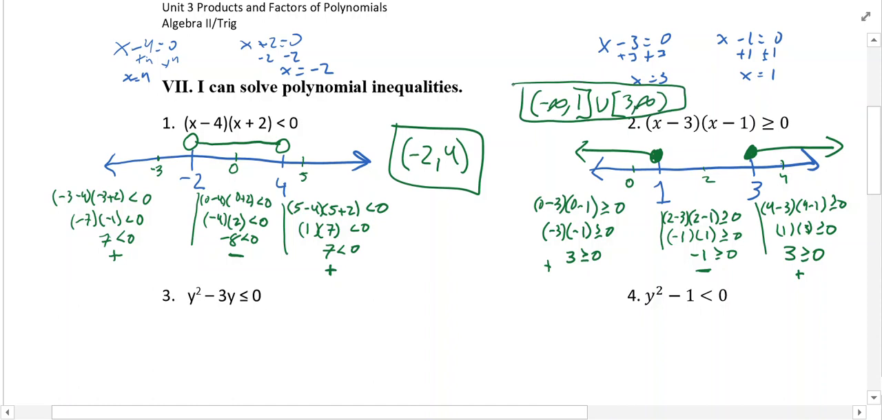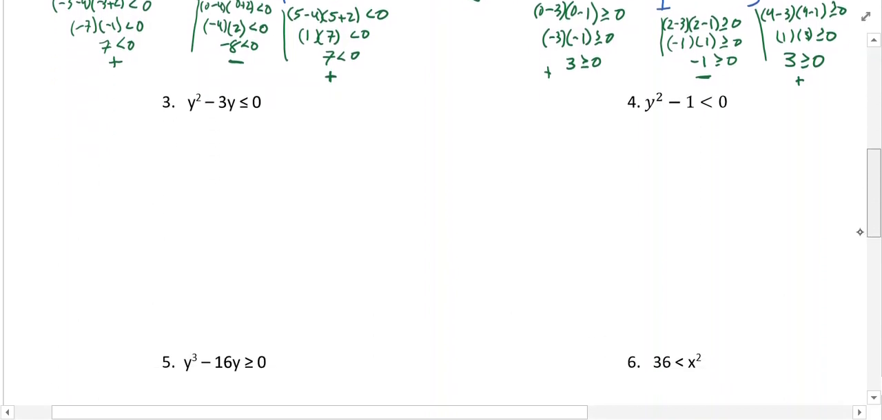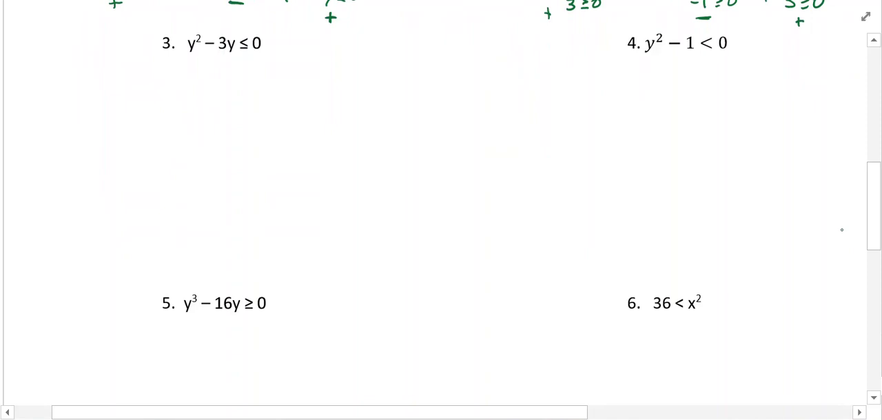Okay, so now these two, the roots have already been easy to identify because the trinomial was already factored. But if you go ahead and look at number 3 and number 4, it's not factored yet. So first what we need to do is factor it. Remember, the first rule of factoring, identify a GCF. So yep, in this case there is a GCF. So we're going to factor out that y. So once we factor out the y, we're left with y minus 3 is less than or equal to 0.